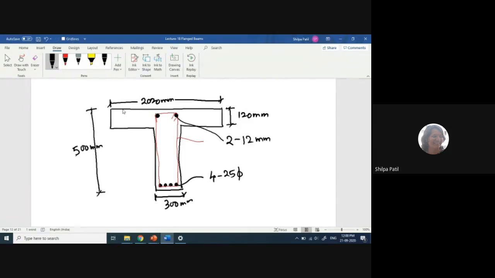But suppose I'm not providing the stirrups, I'm not considering any shear design. In that case, I will not require to provide these stirrups, right? Still, we provide 2 bars. Why? Find out the answer. Next lecture, I will ask you this question. I will definitely give the answer in the next lecture. But, yes? Find out the proper answer.